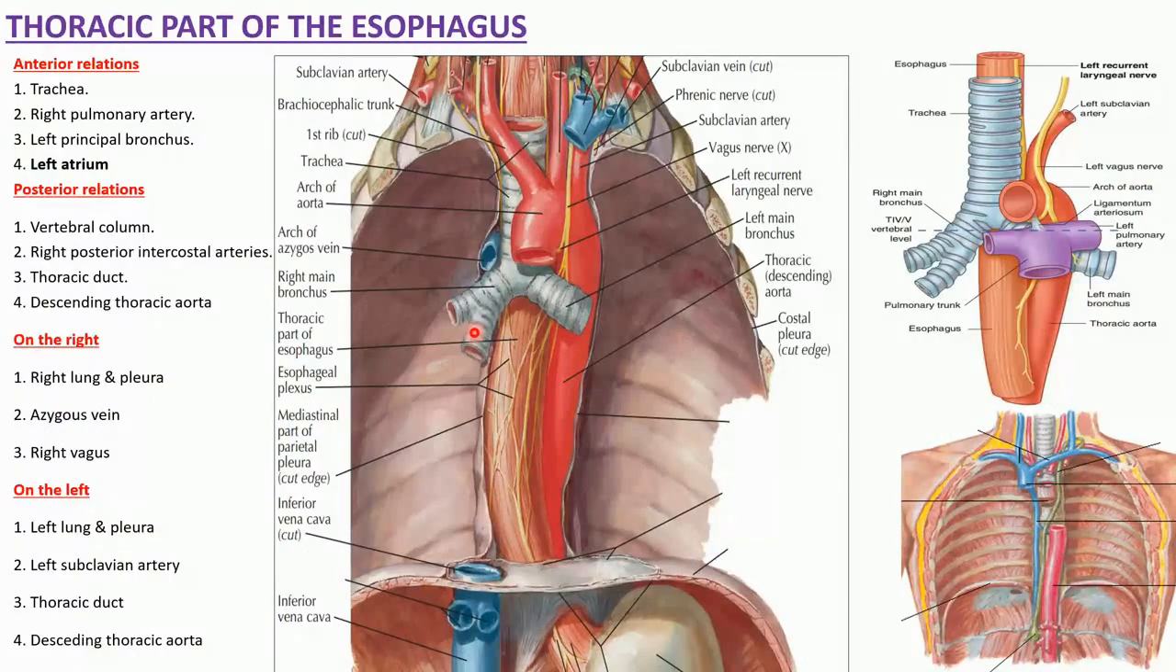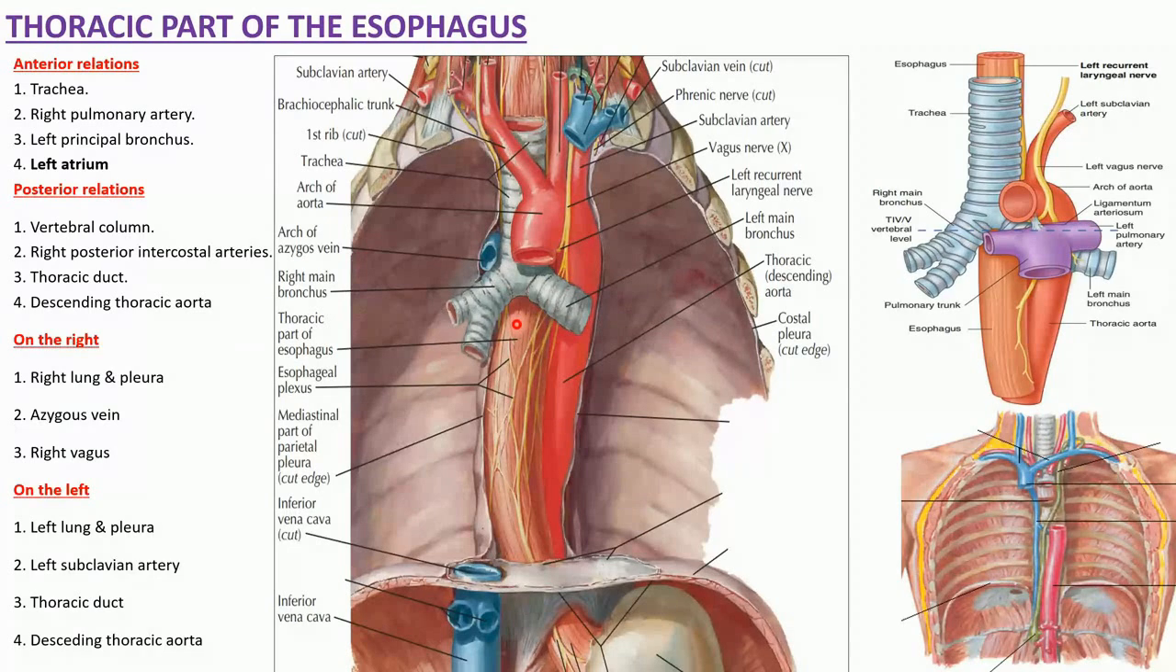Okay. The thoracic part of the esophagus. This is the portion of the esophagus that is going to be within the chest. So from the level of the thoracic inlet down to the level of the diaphragm, that portion of the esophagus is called the thoracic esophagus, or the thoracic part of the esophagus.